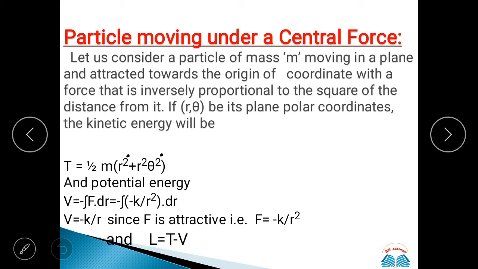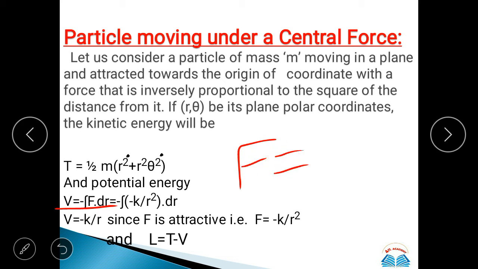So let's start. We will write kinetic energy in terms of r and theta, so we are using polar coordinates. Remember, in my first video lecture I taught you the conversion of Cartesian, polar, spherical and cylindrical coordinates, so you can watch from there. So T equals half m (r dot square plus r square theta dot square), and potential energy is V equals minus integral F dot dr.